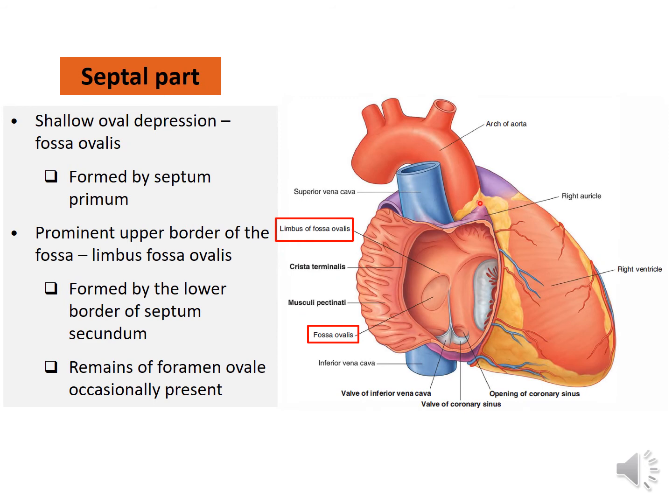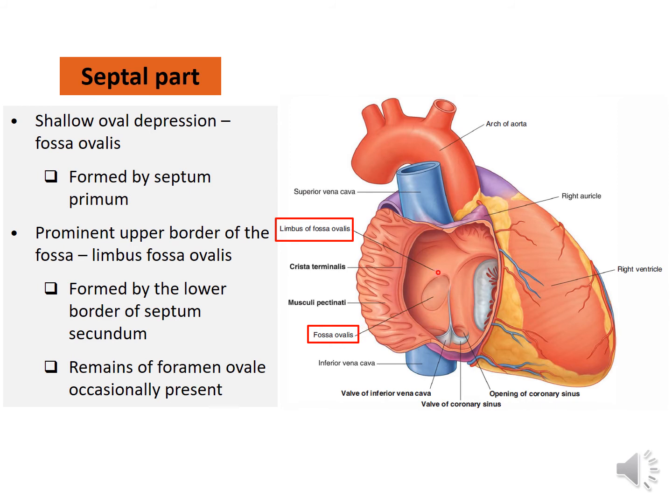Now we talk about the septal wall or septal part. The septum presents a shallow depression here. This is called the fossa ovalis, and embryologically it is formed by a septum which is called the septum primum. You will understand this better when you study the development of the heart next semester. So remember, this fossa ovalis is formed by the septum primum.